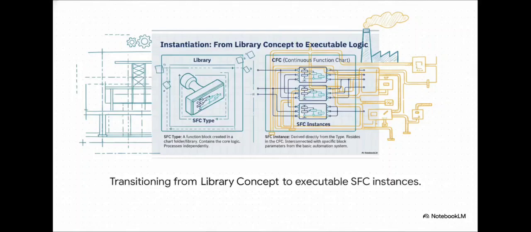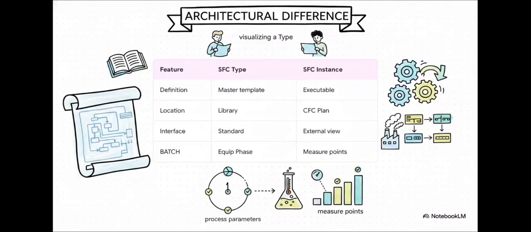Then we have the SFC instance. Instantiation happens when you take that library concept and pour the concrete, meaning you place it into a specific continuous function chart, or CFC. The instance is the actual, executable logic that's wired up with specific block parameters from your basic automation system. Let's break this down real quick to solidify this architectural difference, because visualizing a type is a very different ballgame than visualizing an instance.